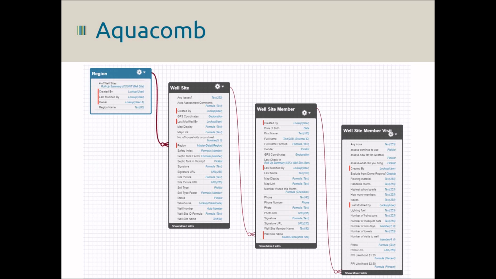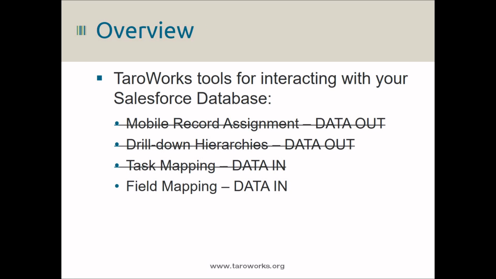Just a reminder of the object structure. Well site is a child of region, so we're going to want to create a record in each of these tables and have their master detail relationship set between them. For this scenario, we're not yet using any data out of Salesforce. We're just going to be creating new data to insert into Salesforce. So we're not going to be using any of the first three tools and just be focusing on field mapping for this scenario. So let's dive into the example.